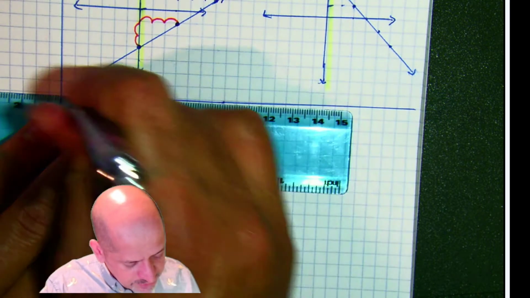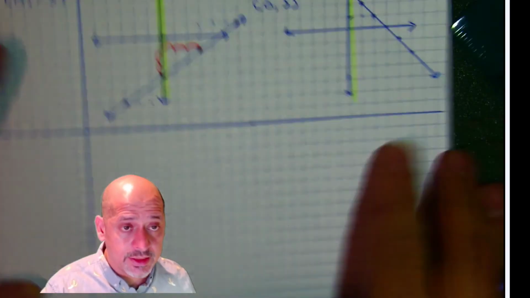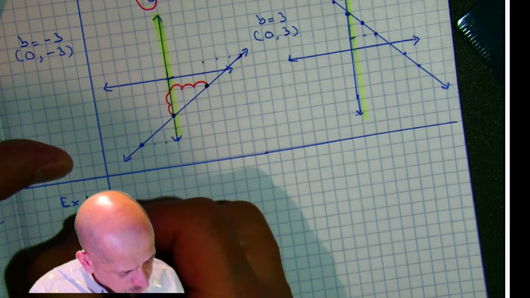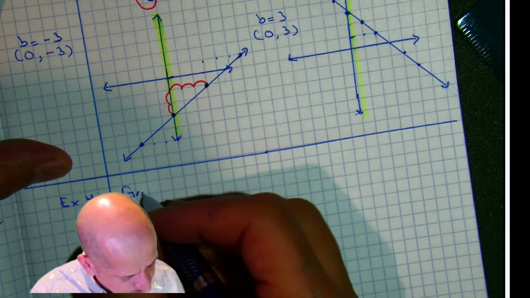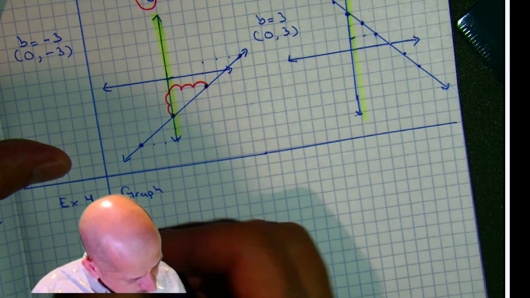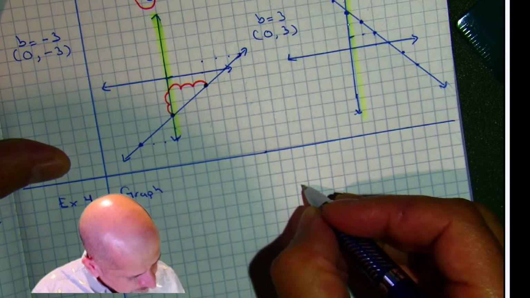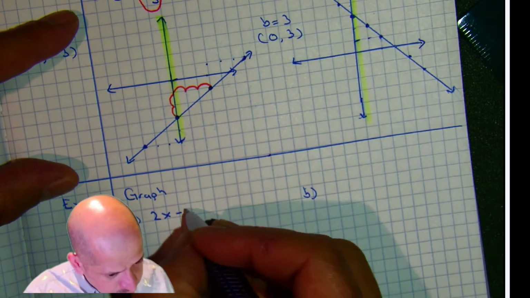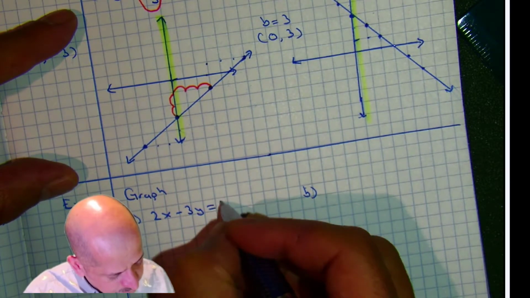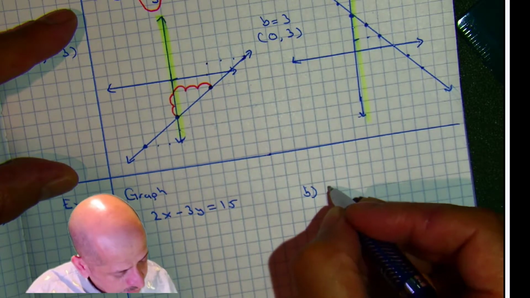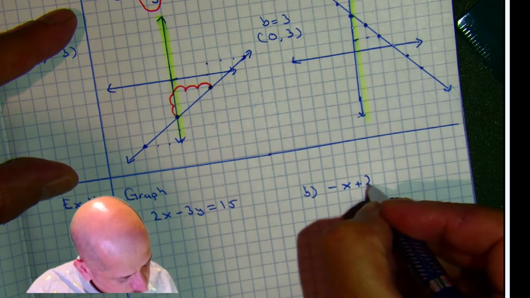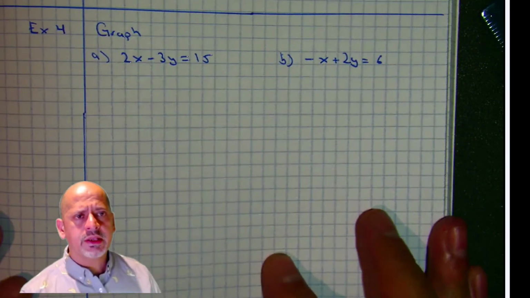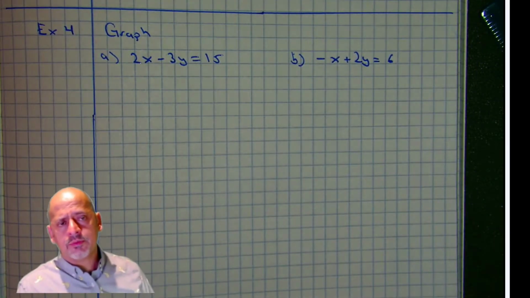And we'll talk about this form next time. Let's go and graph A and B. We have 2x minus 3y equals 15, and the last one will be negative x plus 2y equals 6. Do you remember the name of this form of an equation?